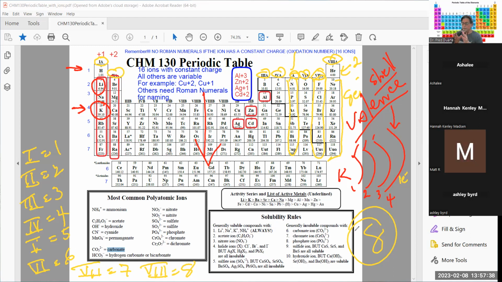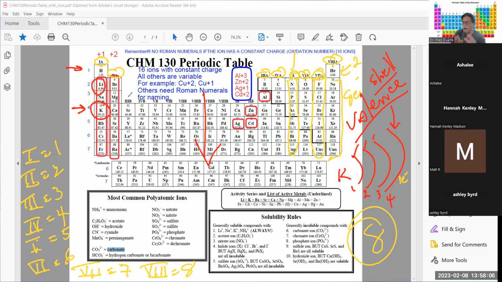Okay. And so the point is this, that all of these elements, they're striving to obtain that magical 8. And they do that by either gaining electrons or losing electrons. And when you gain electrons, you gain more negative charge, so you end up with a negative charge. And if you lose electrons, you lose negativity because of the negative charge, you become positive.